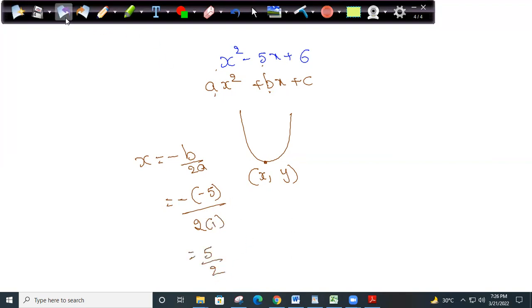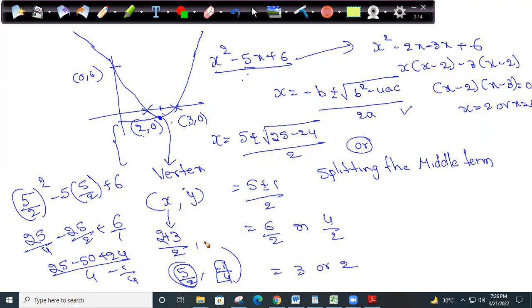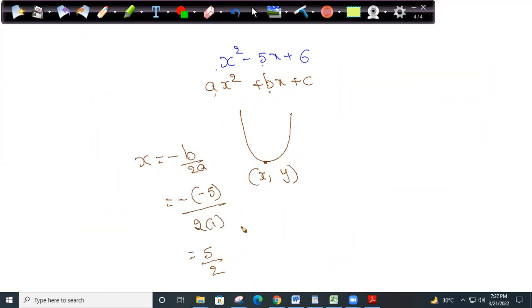To your wonder, you see that both definitely should be the same. If not, how can this be the minimum? Before also I got 5 by 2. Here also I got 5 by 2. What is important to me is not cross verifying. What is important to me here is there are two ways to find the vertex. What is one way? Finding the midpoint of the x-intercepts. What is the other way to find the x value of the vertex? Using the formula minus b by 2a.